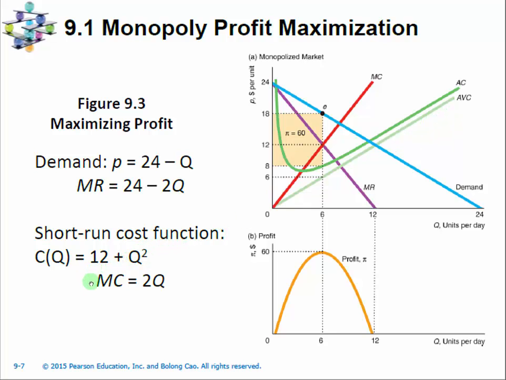The marginal cost curve is 2Q. All we have to do is differentiate this cost function with respect to Q. The first term is not a function of Q. It doesn't involve Q, so it drops out. And the second term is Q squared. Again, we move the power to the front times Q to the first power, the 2 minus 1th power.